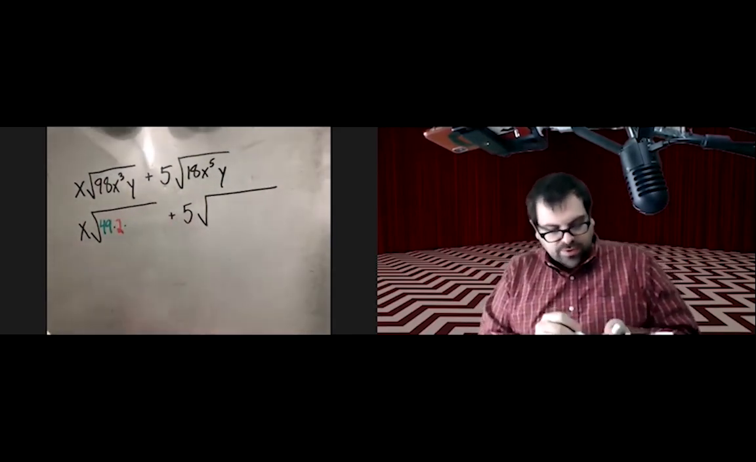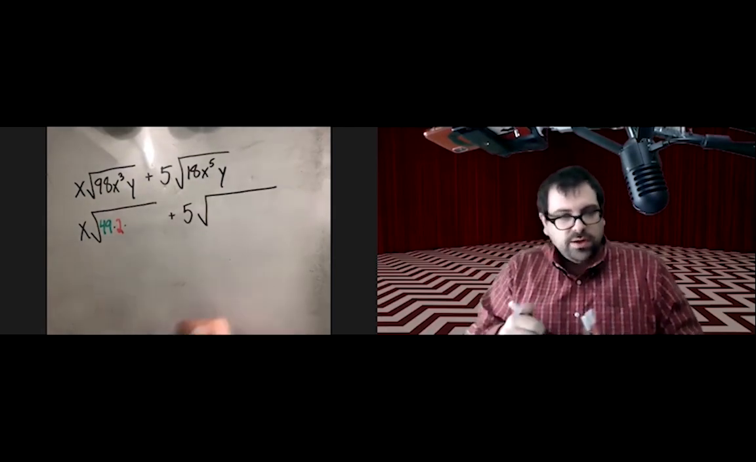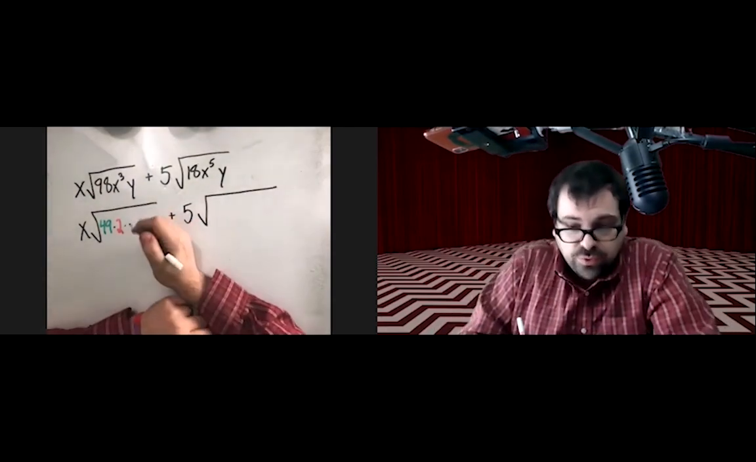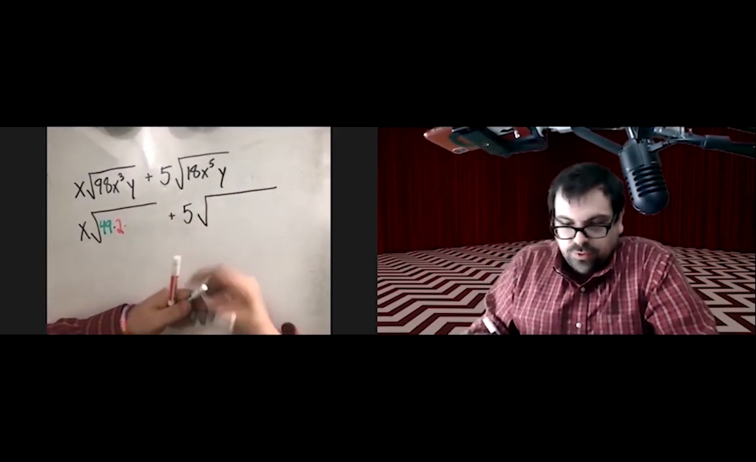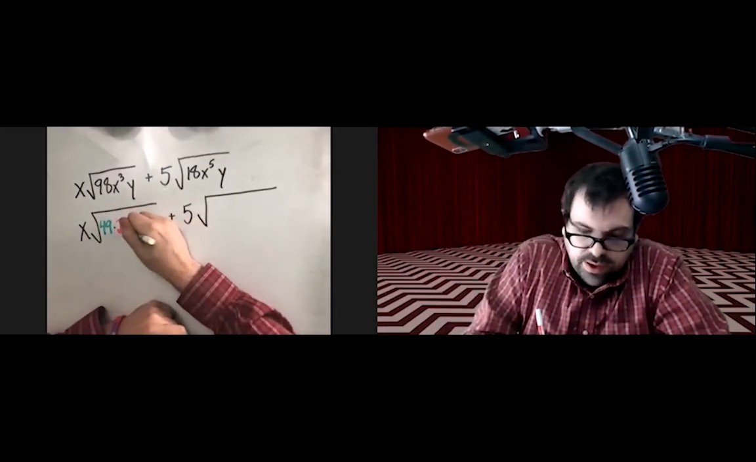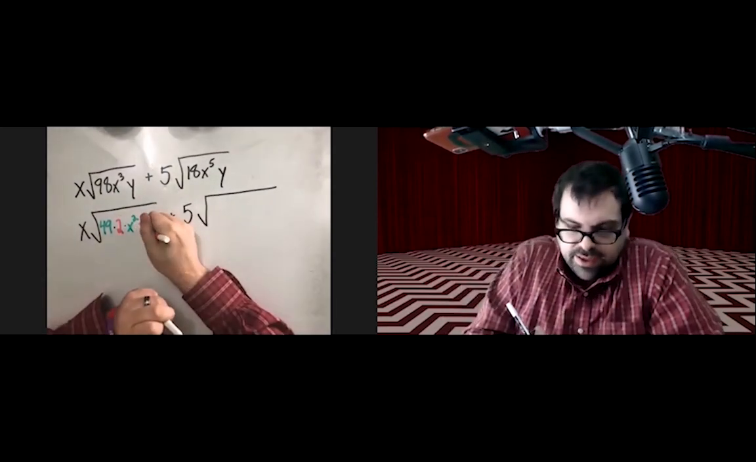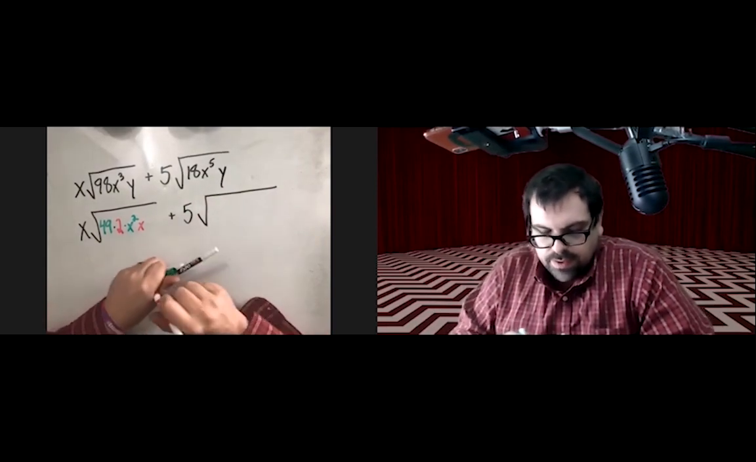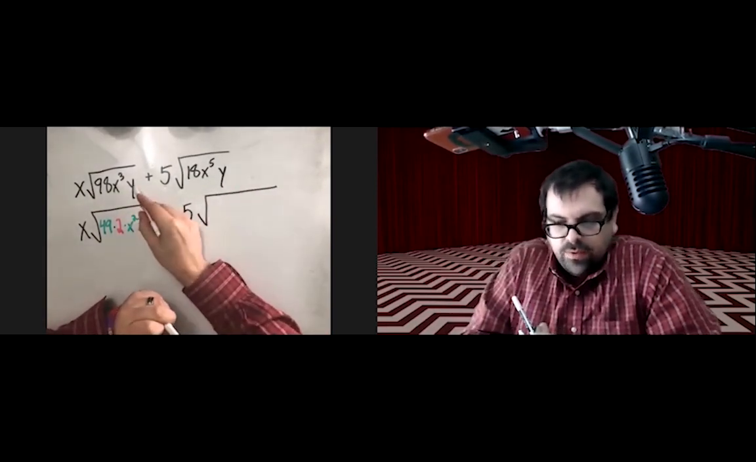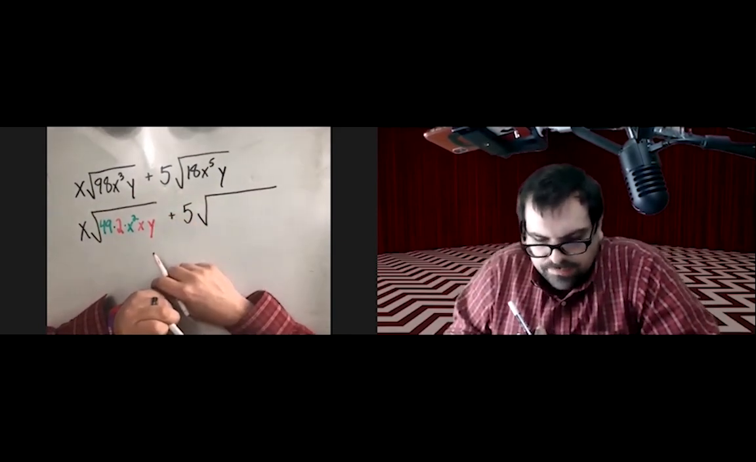X cubed, how did we simplify that last time? When we're looking for a square root, we want the highest power of 2 that we can fit in. So we call x cubed x squared times x. And then y we can't simplify. We can't break up any. So it's just y.